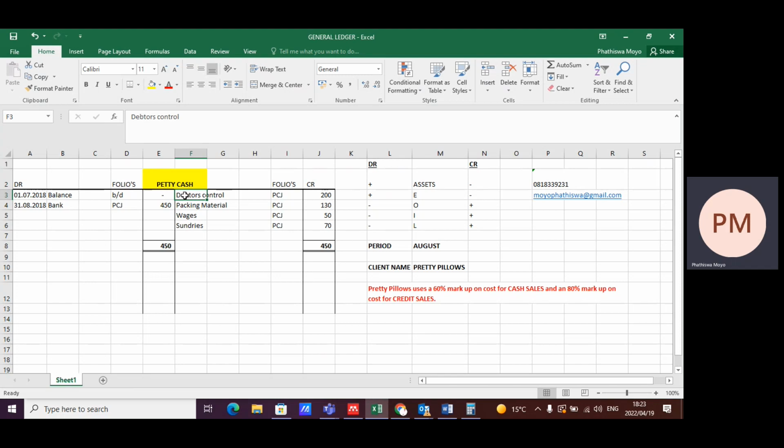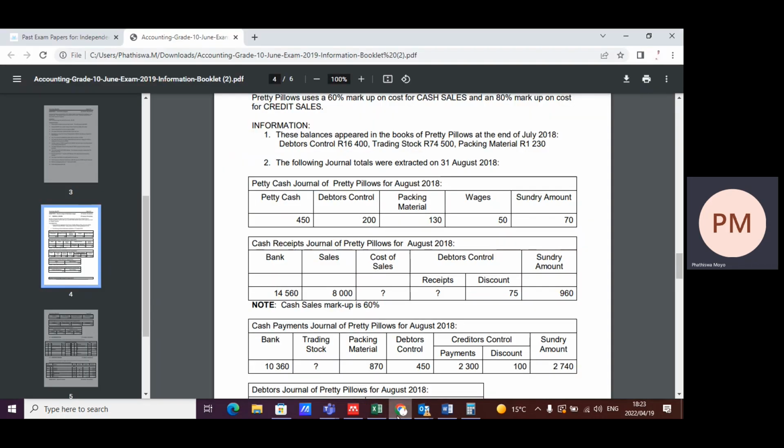So assets will always decrease on which side? On the credit side. Go through the video that explains the movement of assets in a general ledger. So you've got debtors control PCJ 200, packing material PCJ 130, wages, salaries, and all. You total that, it gives us 450. So we don't have any balance brought forward. We are breaking even. So we can't have a balance carried down because the amount we received is equal to the amount we spent. So let us move on to the second account.